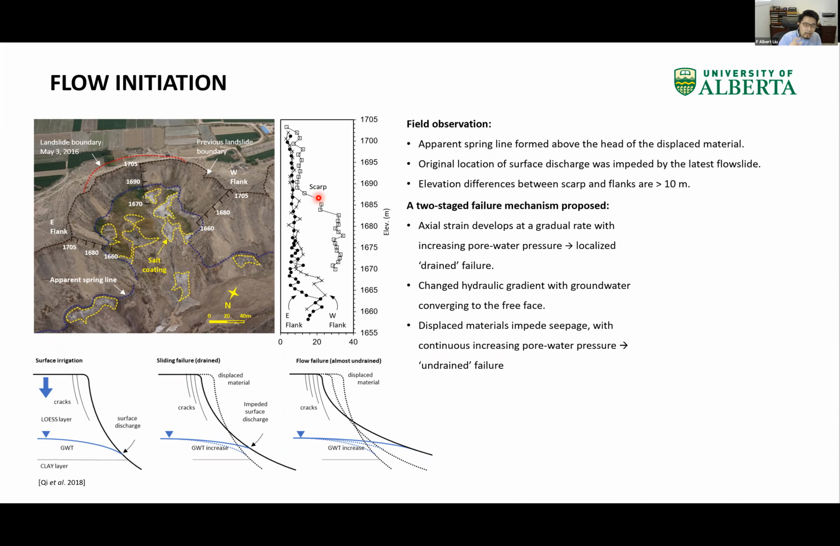But what happens is this localized drained failure at a small scale, as you can see in the image in the middle. Two things will happen when the small failure occurs. First, it will introduce a new free surface, which in turn introduces a hydraulic gradient and causes the groundwater to converge to that free surface. And also, the displaced material of that small failure is likely to cover and impede the surface discharge point, causing a drained loading to undrained loading transition.